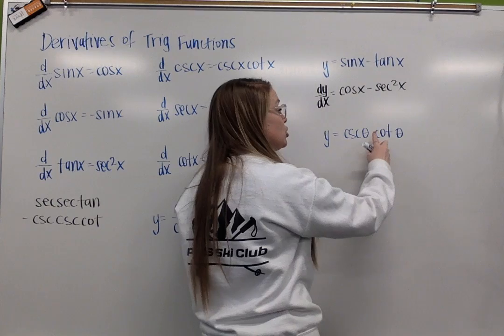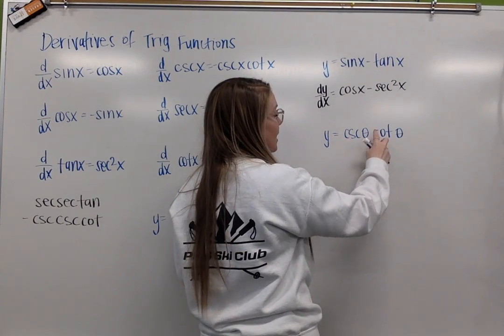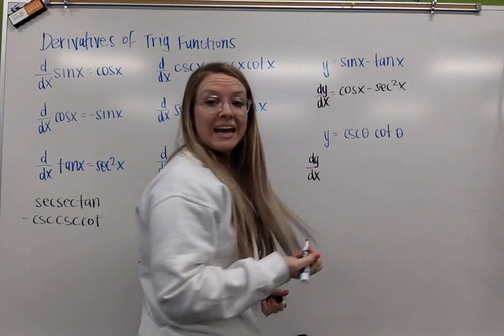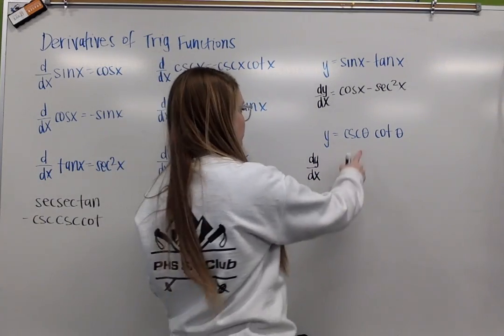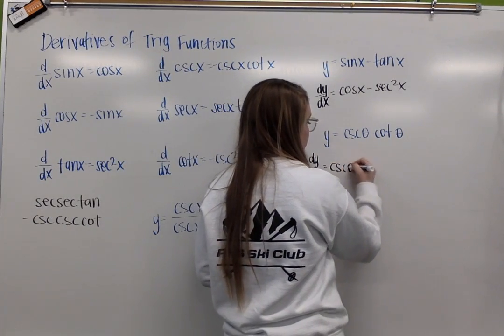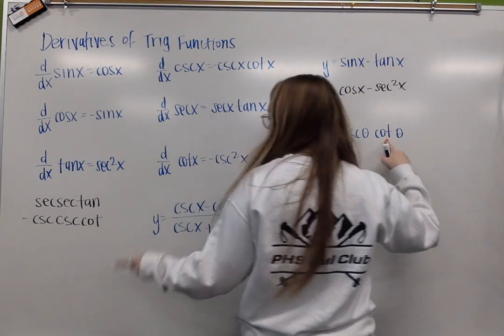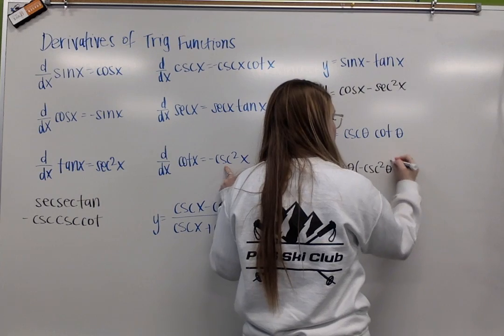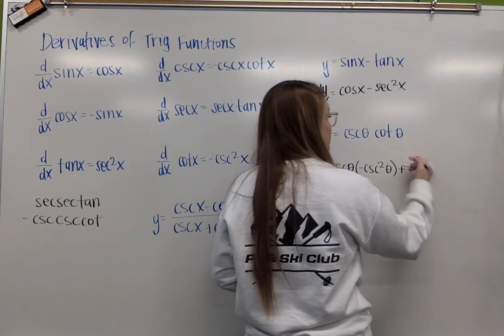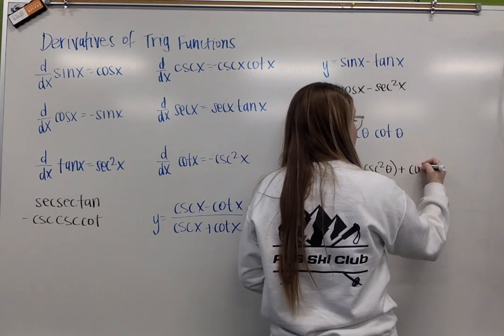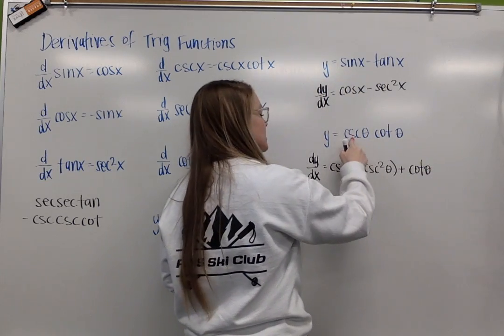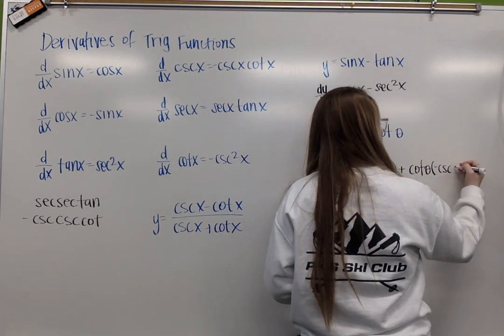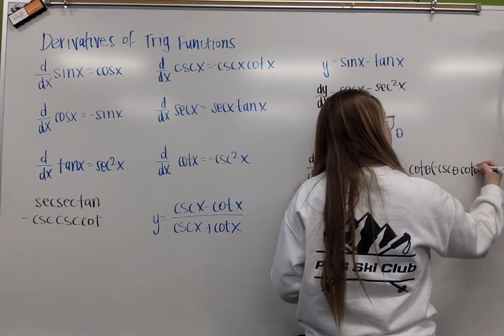Here, I do have a product though. I have cosecant times cotangent. So when I take the derivative, I'm going to have to use the product rule. So left, d right: the derivative of cotangent is negative cosecant squared, plus right, d left: the derivative of cosecant is negative cosecant cotangent.